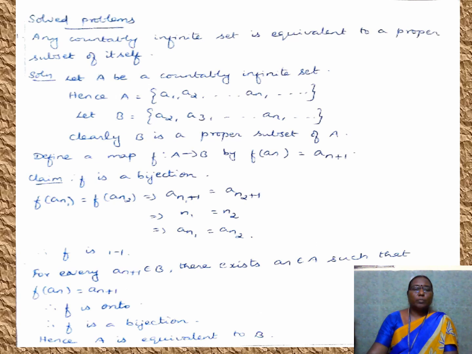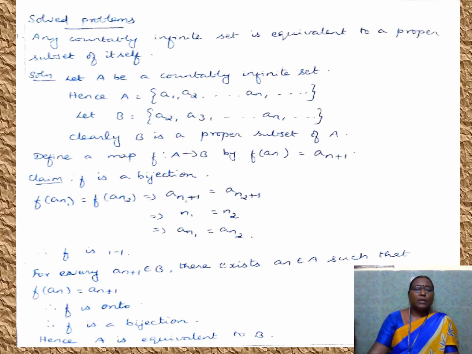Before going into the problem, let us recall the definitions. Two sets A and B are said to be equivalent sets if there is a bijection between them. A set is said to be countably infinite if there exists a bijection from the set to the set of all natural numbers. And a set is said to be countable if it is either finite or countably infinite. Using these three definitions, we are going to see the problems.